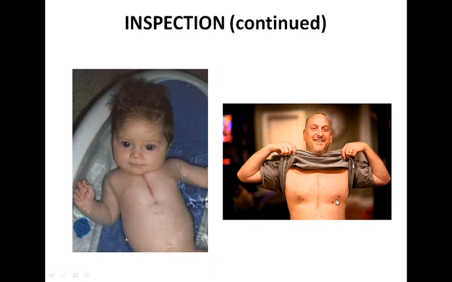Inspect for visible apical impulses. Usually you see them in the submammary region here, and then you have to look for palpable heart sounds and murmurs.